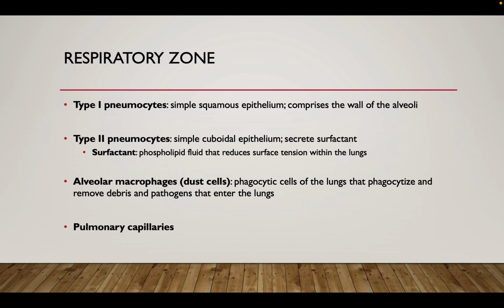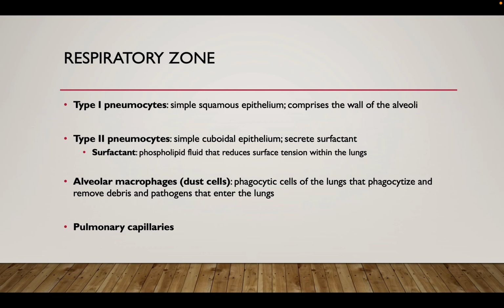So there's type 1 and there's type 2. Type 1 are going to be simple squamous. If you think about what simple squamous means, simple is referring to the fact that there is one layer, just a single layer of cells. And then squamous is a flat-shaped cell. So if you think about how this relates to gas exchange, it's pretty intuitive and it makes good sense.